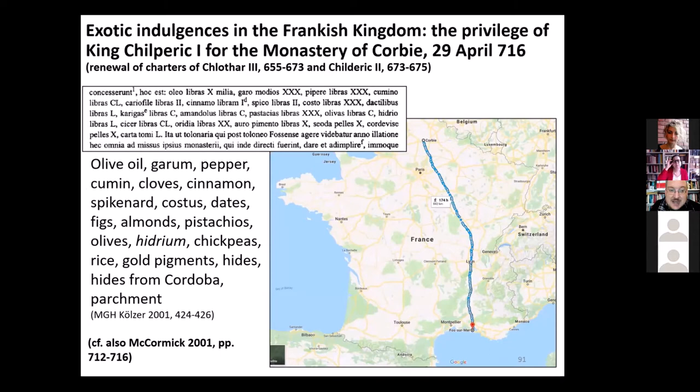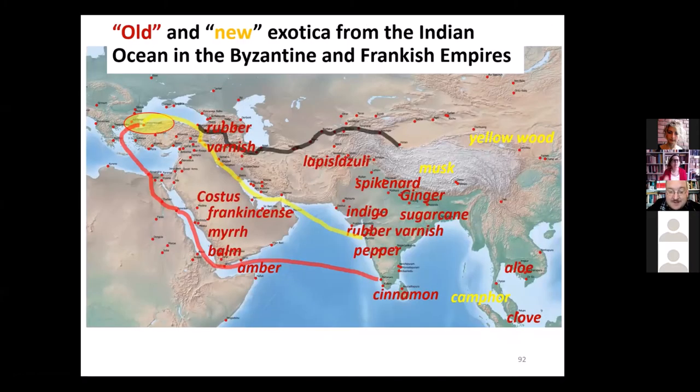And we also find an enduring demand for these indulgences also in the post-Roman West. This is just one example, the privilege of King Chilperic, also renewing earlier charters of Merovingian kings for the monastery of Corbie in northern France. And here we find a list of commodities which we know already from the Roman period, but we also find new commodities. And if we put this on a map, what we can see is that in red, we have commodities which we already know from the Roman period, and in yellow, these are, one could say, newcomers, which we then find after the Arab period.